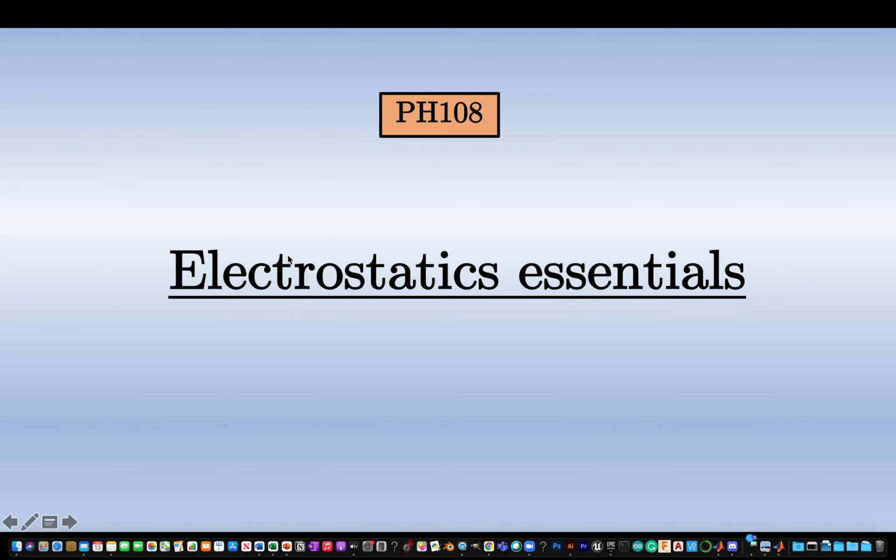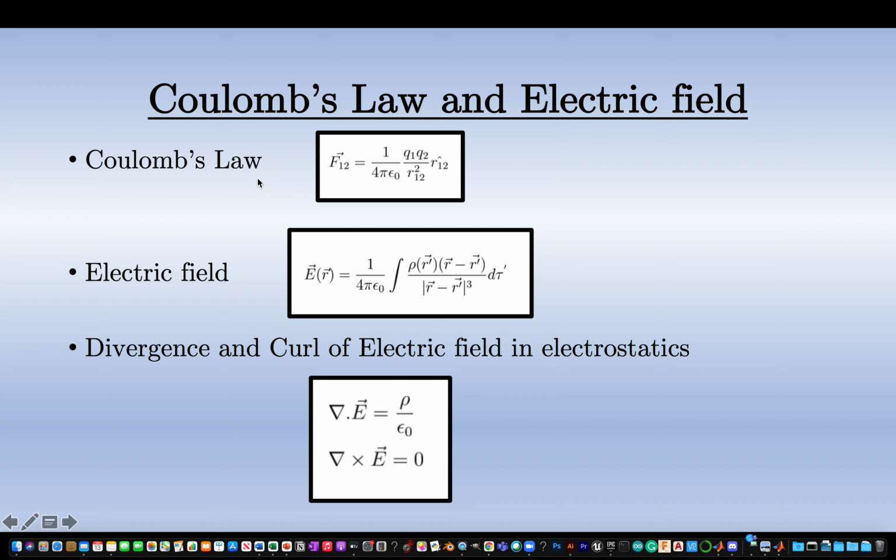Hello guys, in this video we shall be talking about the essentials of electrostatics, so some of the basic formulae as well as concepts that are used in certain problems in electrostatic situations. So let's begin. The first topic is Coulomb's law.